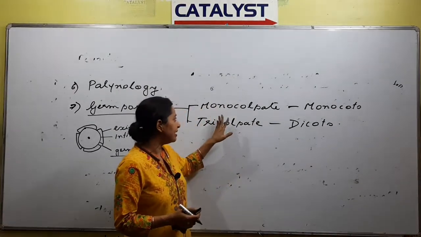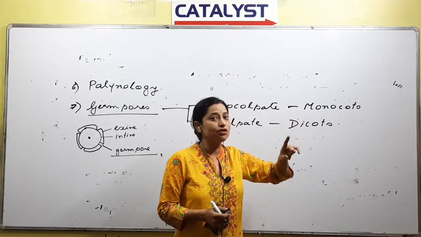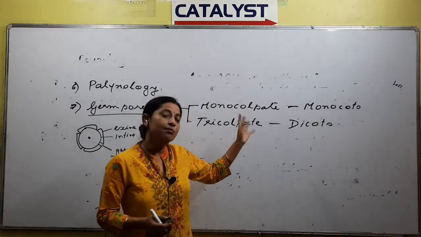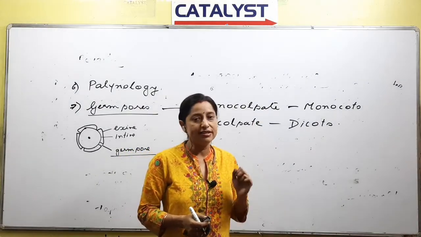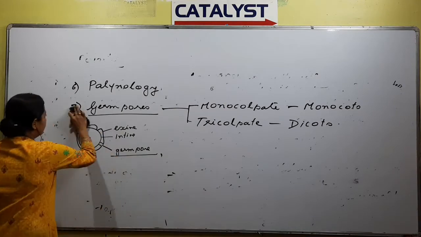But you don't need so many details. What you need to remember is monocots have one germ pore, and that is what is called monocolpate. And dicots have more than 1, or 3 germ pores, and that is what is called tricolpate. So these are the informations about germ pore.